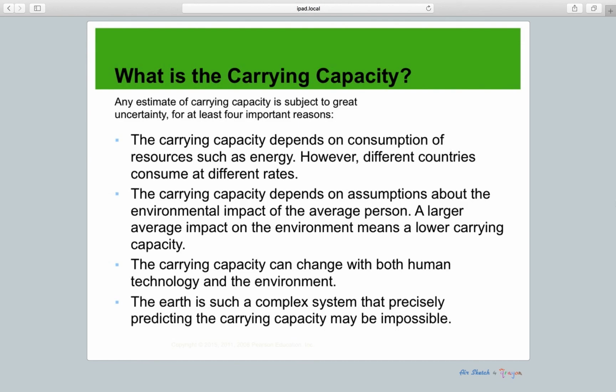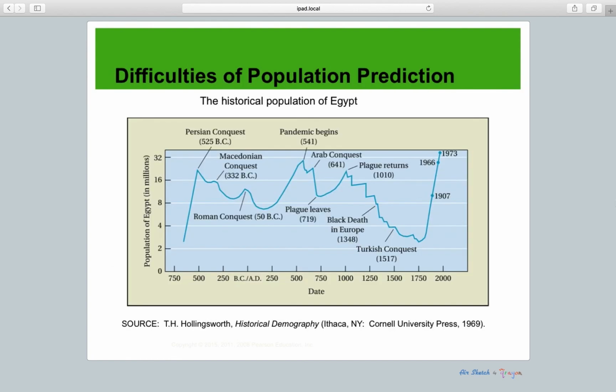You can see one case study: the population of Egypt over time does not look at all like a logistic curve in the long run. We see a little bit more of a stable population model in more modern times, but all sorts of things come into play in population models that we can't predict, like plagues, the Black Death, and overthrow of governments, things like that.